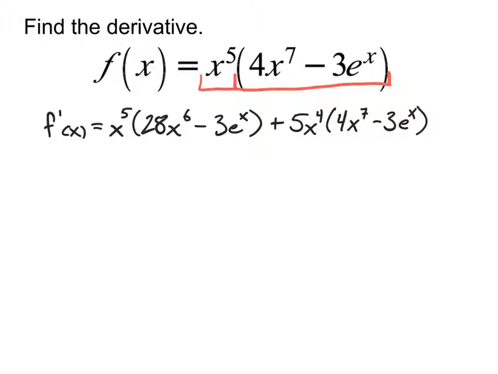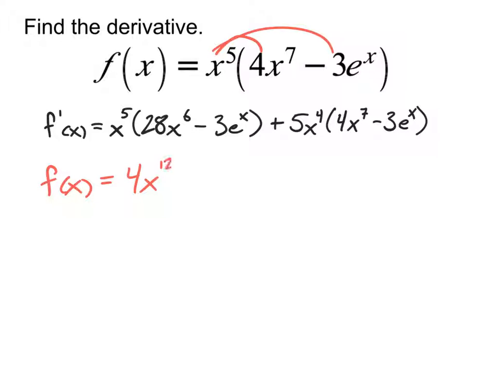No. Some of you might have actually chosen, instead of doing it that way, to start by distributing the x to the 5th into both terms. And if you had done that, then you would have started by writing f of x equals 4x to the 12th minus 3x to the 5th e to the x. Well, if you did this, this will still be okay. And the thing is, though, that we might have thought, well, by doing this, I can get around having to use product rule. And we can't quite actually get around it. Because when we do this part right in here, the derivative of that second term, we would need to use product rule for that part of it.